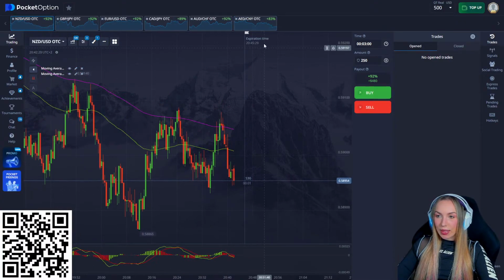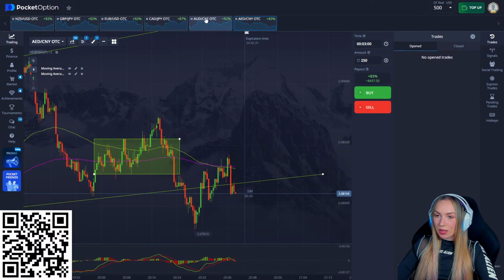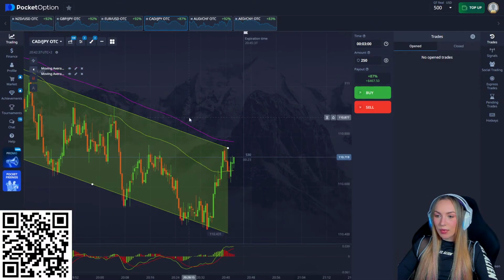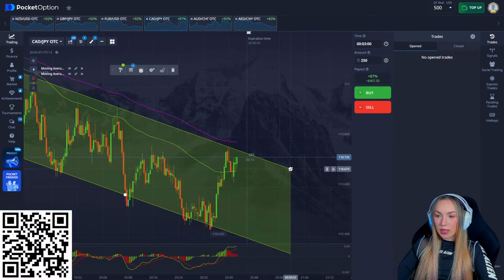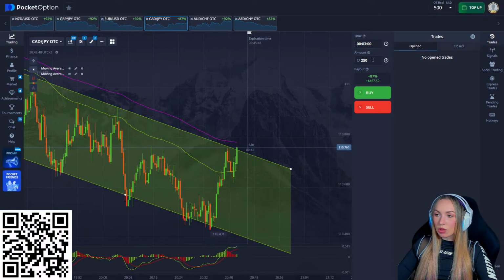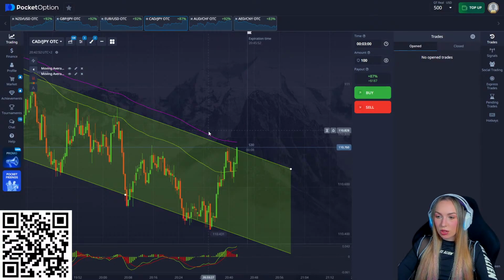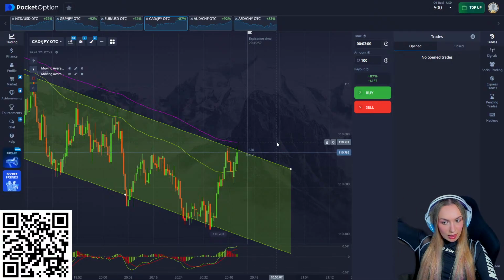So let's go again. AUDCNY today is not on my side. AUDCHF, something is weird going on here. CAD, by the way, here I opened the trade and it was actually profitable, and there is a signal forming to open the trade in the downward direction. So, let's see. The price is touching the resistance right now.